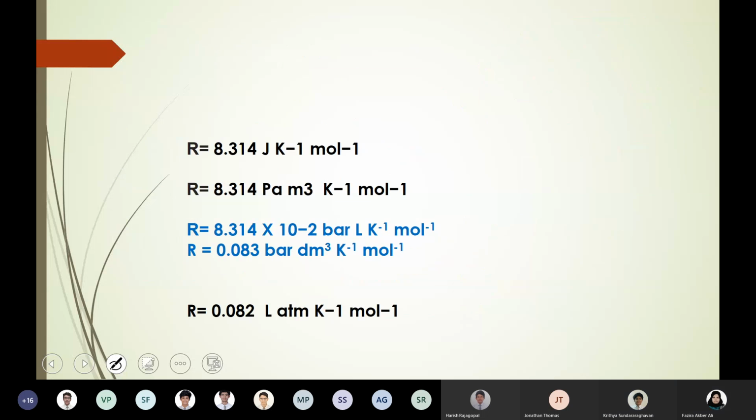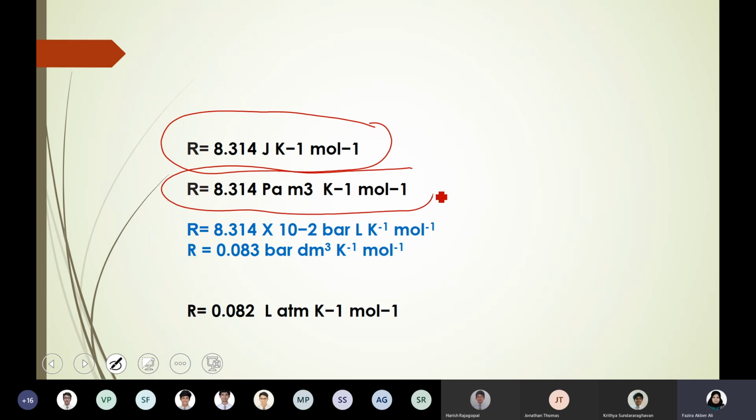And other commonly, you will get confused with the value of R, the universal gas constant. As I said, 8.314 joules per Kelvin per mole, that's a standard one. And in the same way you can see 8.314 Pascal meter cube Kelvin inverse mole inverse, or per Kelvin per mole. That means 8.314 is the SI value. If you're taking the SI unit of all the quantities, temperature, pressure, volume, whatever, the value of R will be 8.314.